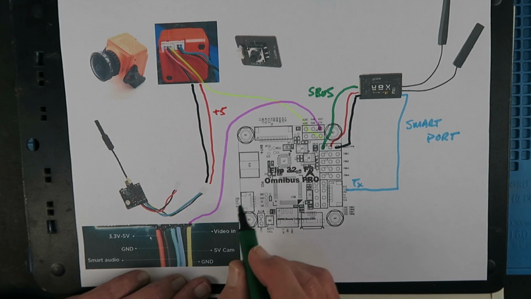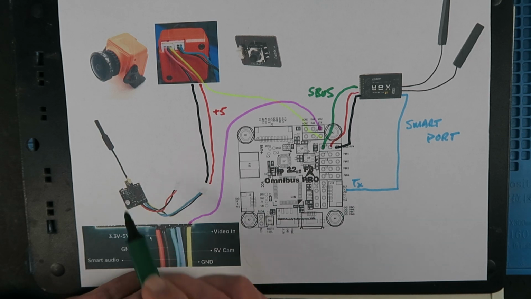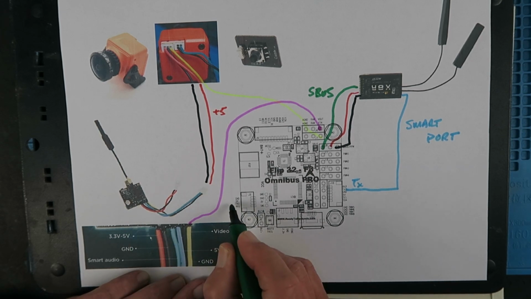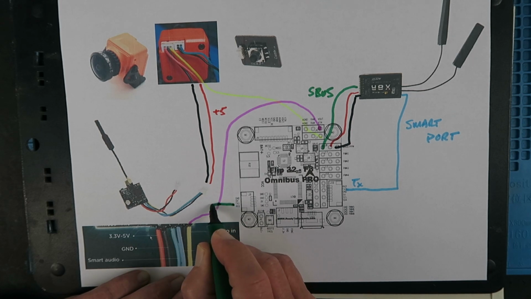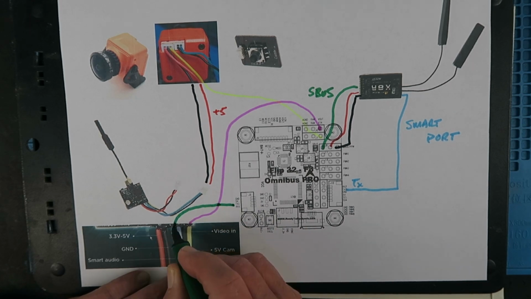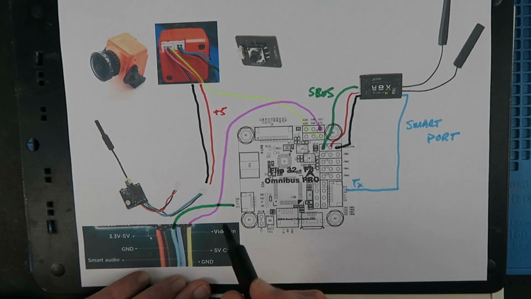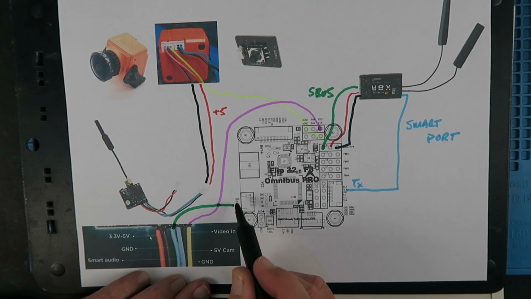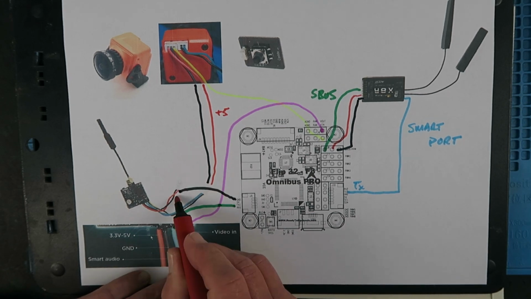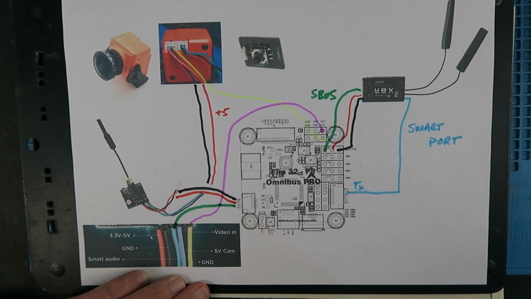I've elected to use the first UART, the TX1, as the output to control the VTX signal. So here from transmit 1 is my connection to the smart audio cable. Also on this connector, we have available ground and plus 5 volts, and the plus 5 connections there.